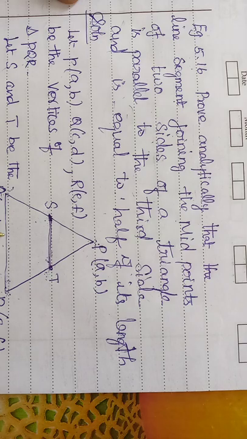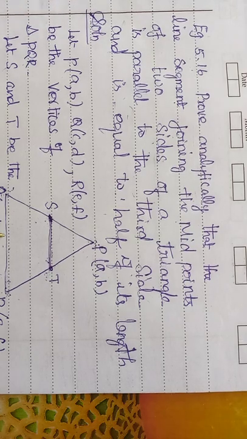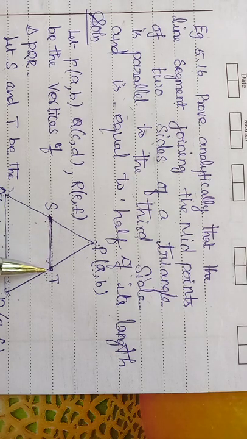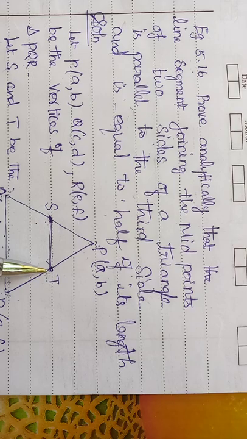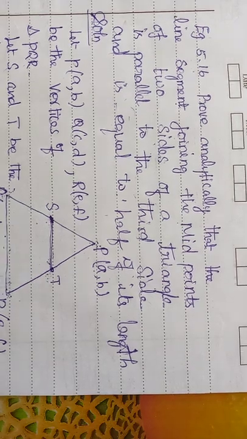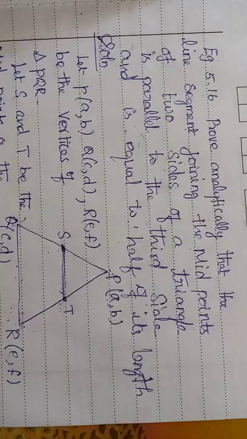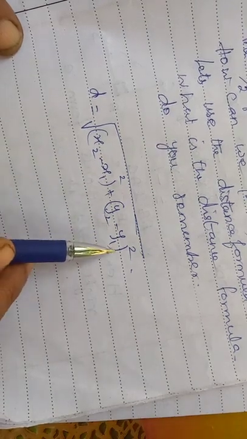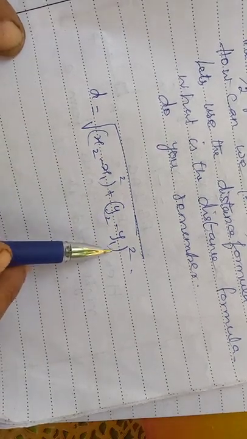Okay, how can we prove it? Length means if they asked to find length, we can use the distance formula. Understood, students? What is the distance formula? Distance D is equal to, do you remember the formula? Square root of x2 minus x1 the whole square plus y2 minus y1 the whole square. Okay, shall we use the formula?